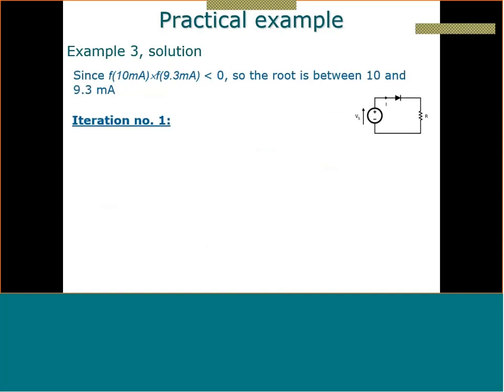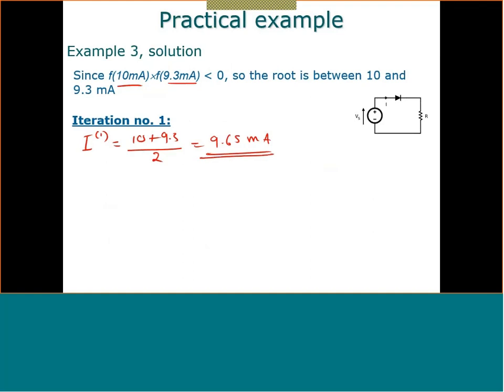Okay, so now I will start with the first iteration. My current at the first iteration will be the average between these two values, which is 10 plus 9.3 divided by 2, which is equal to 9.65 milliamps.